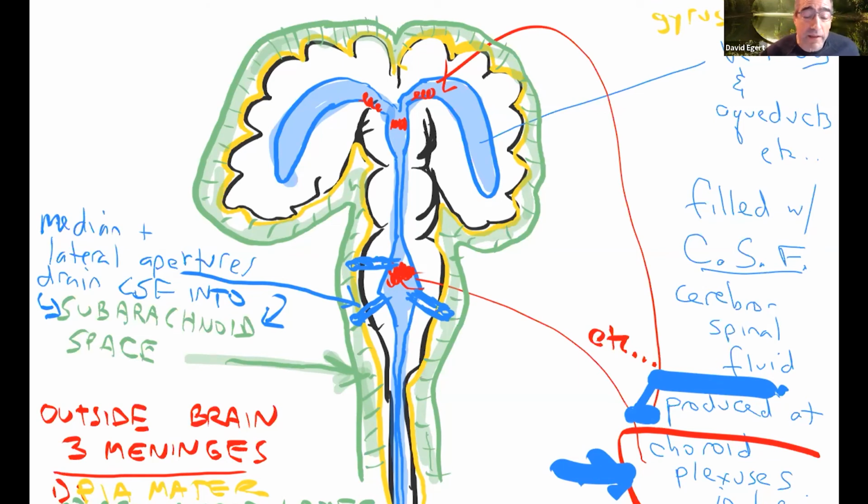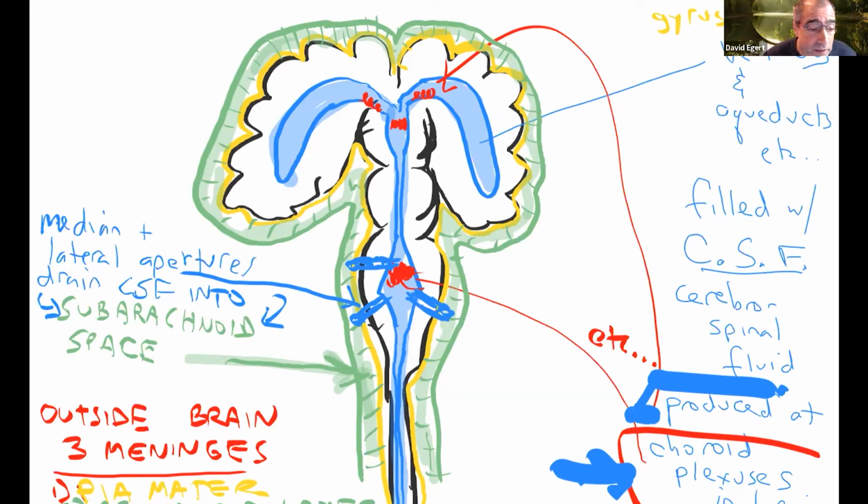In fact, if you end up getting a spinal tap where they take a little sample of the CSF, you have to basically lie flat for a few hours and let the CSF regenerate before you sit up, or you'll get these excruciating headaches.